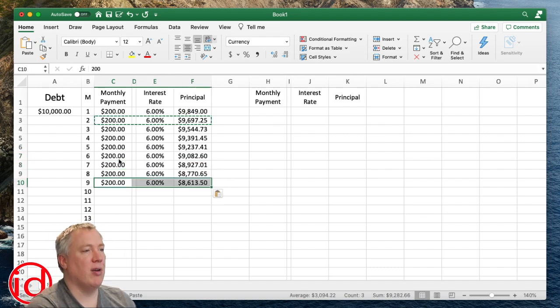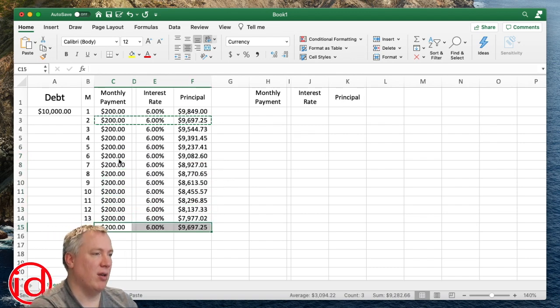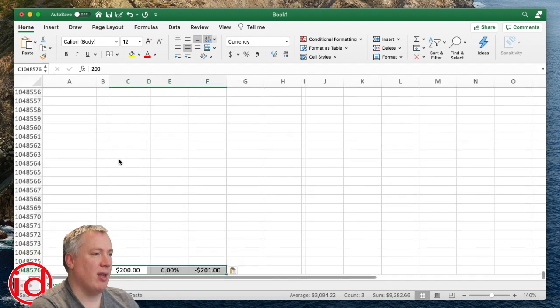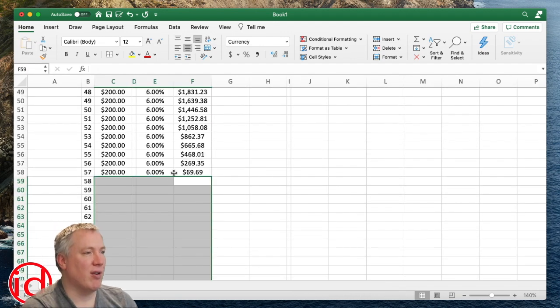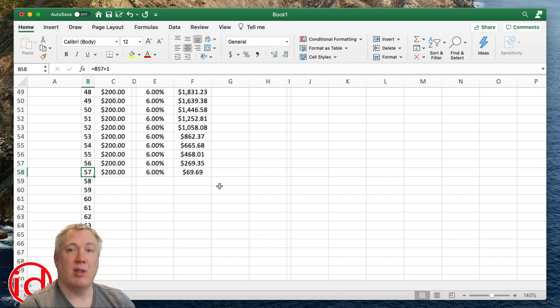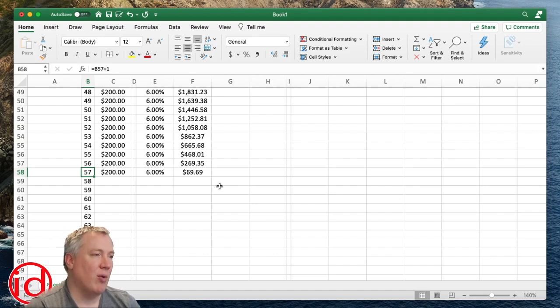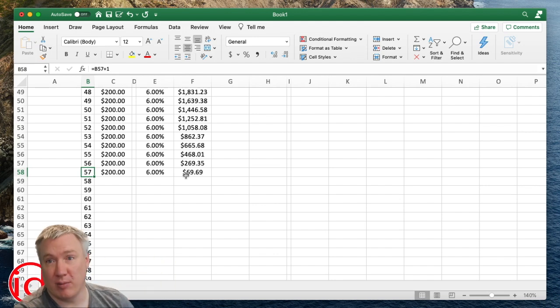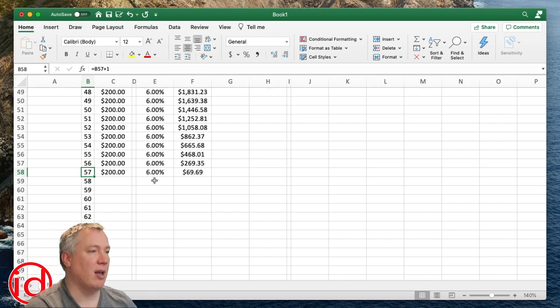And as I go down, you can see that the balance is going to continue to shrink, and we can see how many months this would take. So it looks like in this case, after 57 months, which is just shy of 5 years of paying $200 a month, I will have gotten down to $69.69, and then my next payment wouldn't be $200, it'd be $69.69.